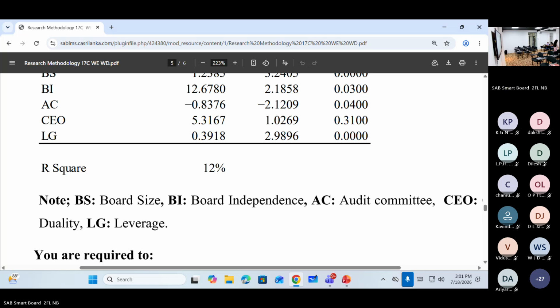Right. The average R square should be, next sentence, the average R square should be higher than 0.5, or else 50%, to justify the model is statistically valid.